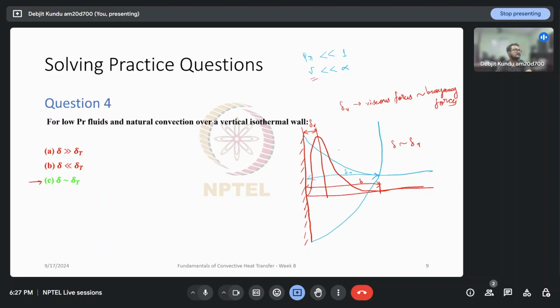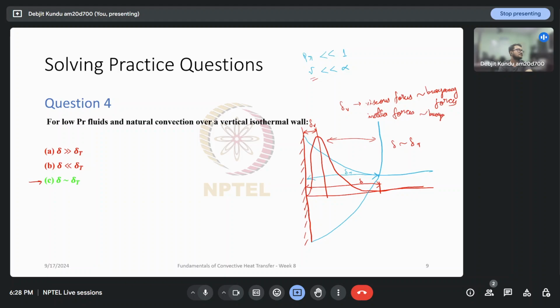As you can see, there's a huge velocity gradient here. As a result, viscous forces are high. Whereas in this region, above delta V and beyond, the temperature gradients are much smoother. And in that region, it's the inertia forces which dominate and balance out the buoyancy forces.